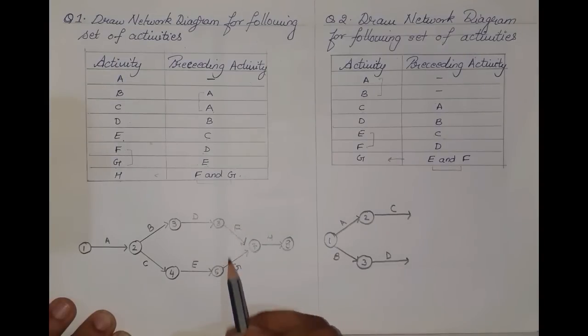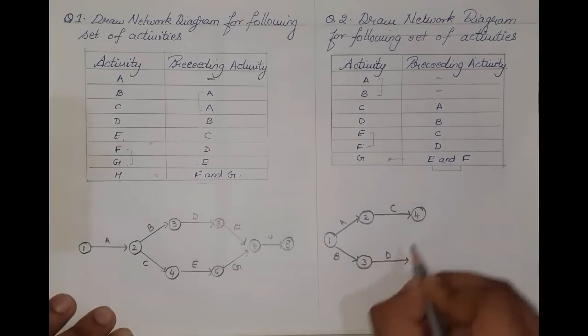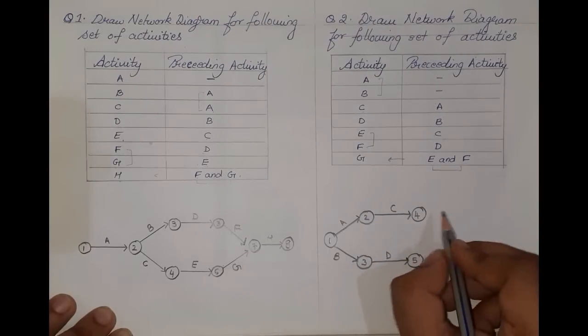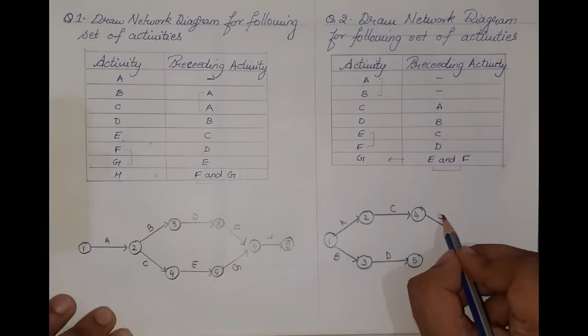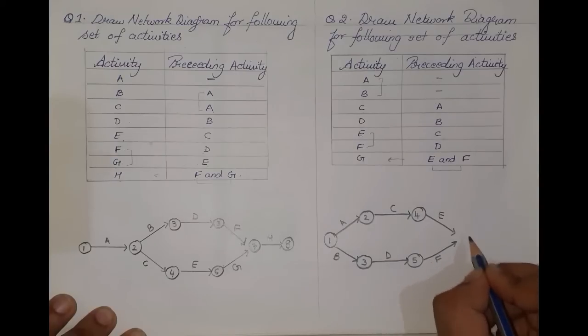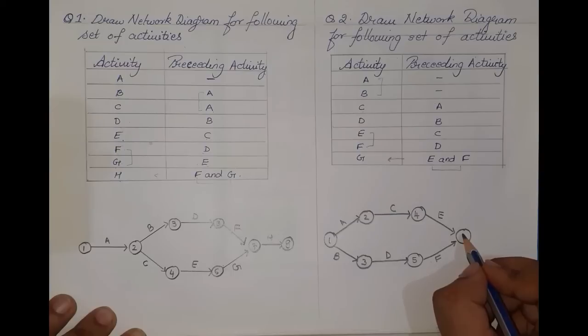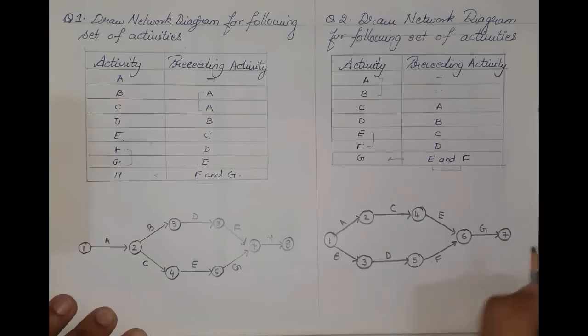So it's similar to the previous sum that we have done, where they are going to again merge down. So we have event number 4 and event number 5. From event 4 we have activity E, and from event number 5 we have another activity, that is F. They both meet at the same point, number 6, and they merge into one single activity, that is activity G. So the end point of this entire network diagram is 7.